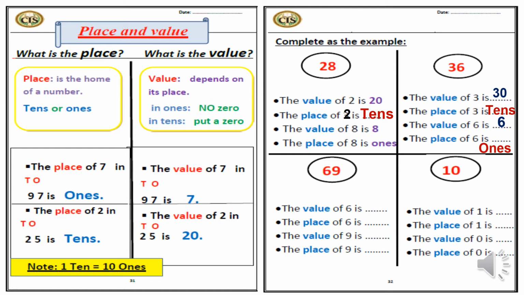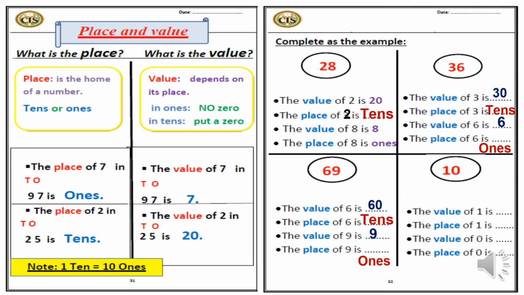Okay, we have here 69. The value of 6 is 60. The place of 6 is tens. The value of 9 is 9 in ones, so its value is 9 because no 0 in ones. The place of 9 is ones.